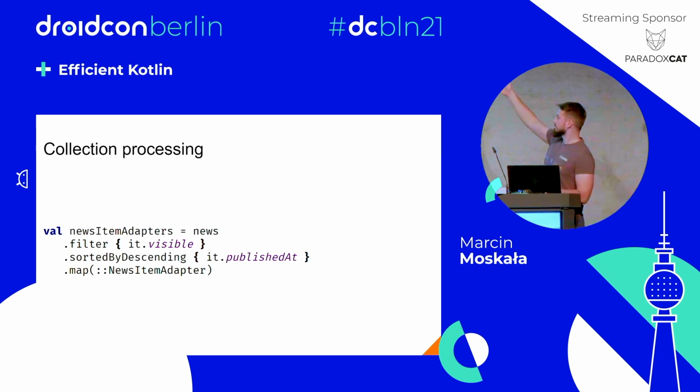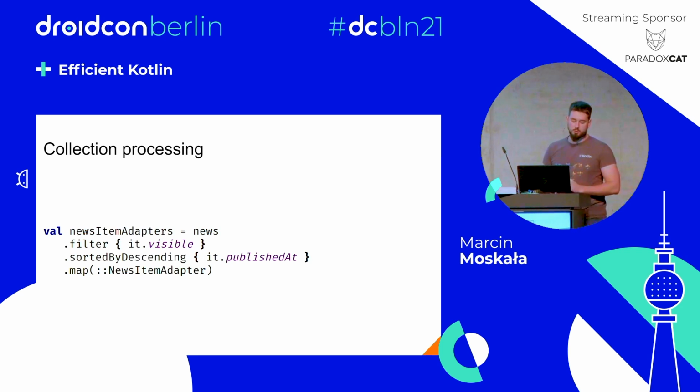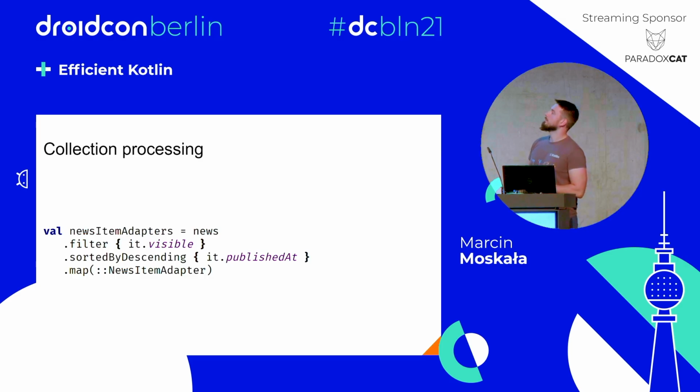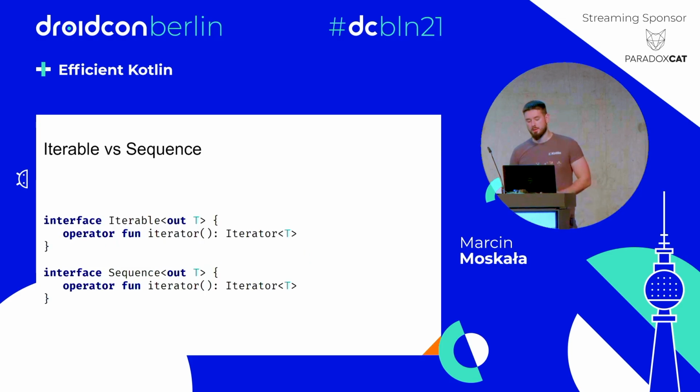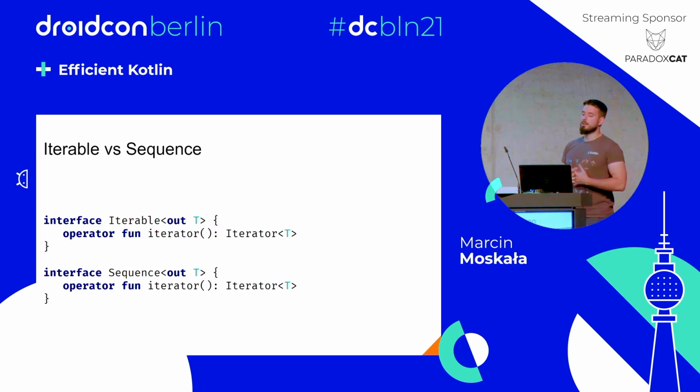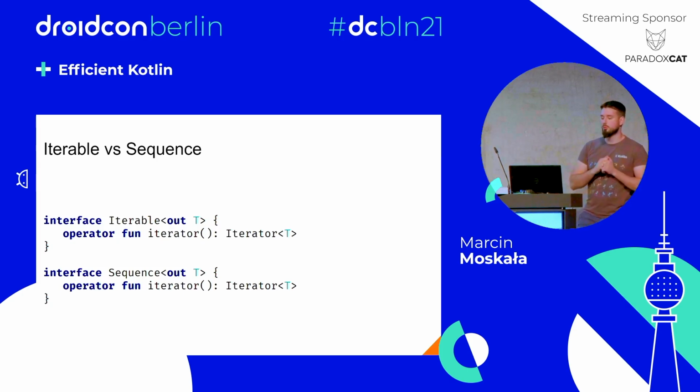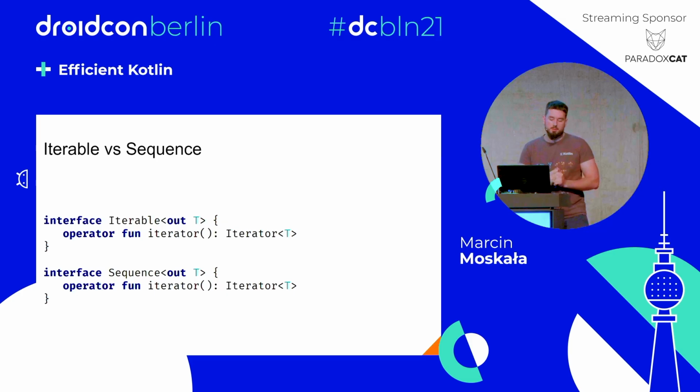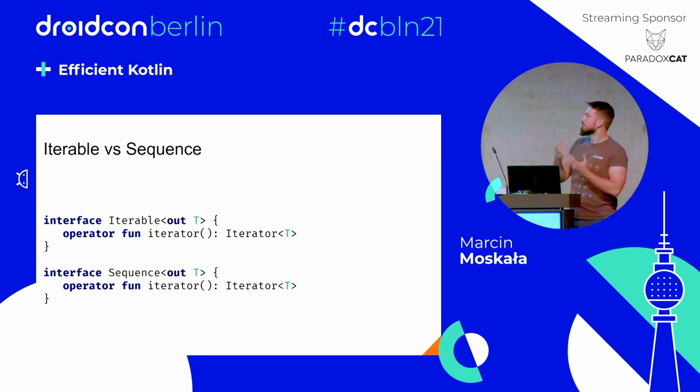Even though it is already quite good this way, we still need to know a few techniques to improve collection processing. And I will start with the difference between iterable and sequence. Those two are very similar. If you take a look at their interfaces, they are practically identical, and no wonder people misunderstand both of them. The difference between those two.